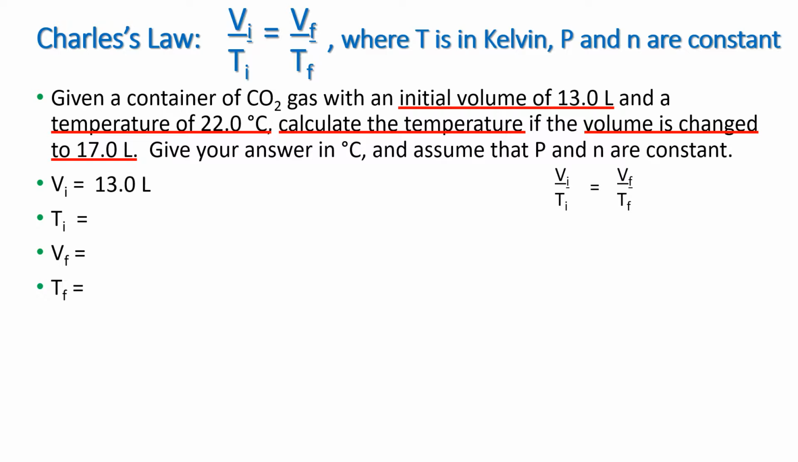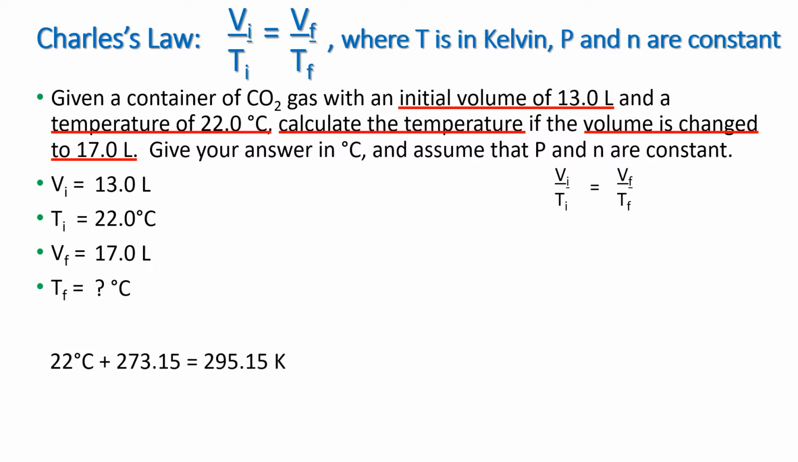So let's start by identifying our variables. And our initial volume comes in at 13.0 liters. Our initial temperature is 22.0 degrees Celsius. Our final volume is 17.0 liters, and the unknown variable is our final temperature reading, which we need to record in degrees Celsius. Now, before we plug in our variables, the first thing we have to do is convert our temperature to kelvins. And that's a very easy process. All you have to do is add 273.15 to your Celsius measurement, and you have kelvins.